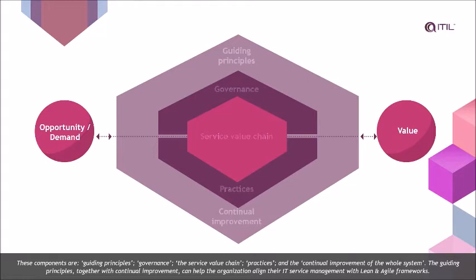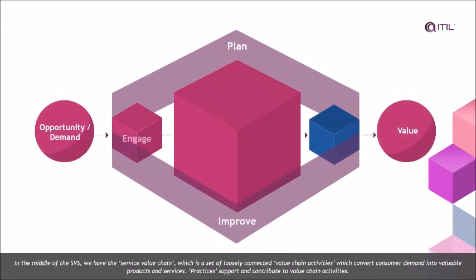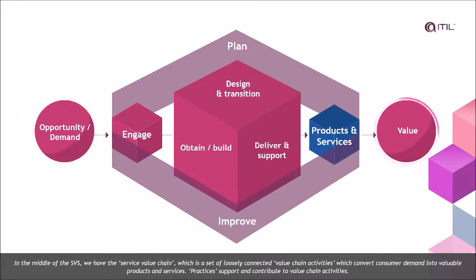The guiding principles, together with continual improvement, can help the organisation align their IT service management with lean and agile frameworks. In the middle of the SVS, we have the service value chain, which is a set of loosely connected value chain activities, which convert consumer demand into valuable products and services. Practices support and contribute to value chain activities.